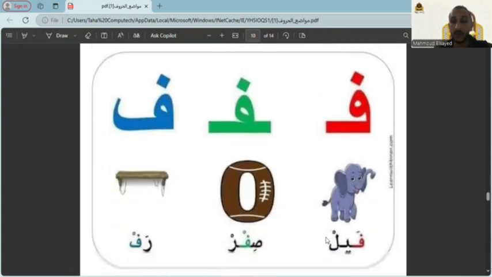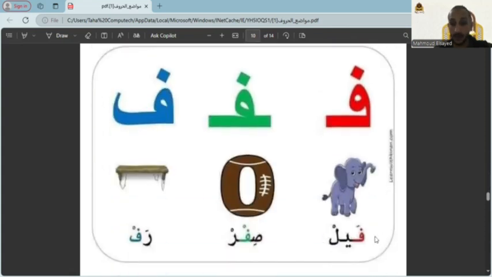Then we have the Fa, which is here. This is the beginning position, which is feel, the word feel, like an elephant.